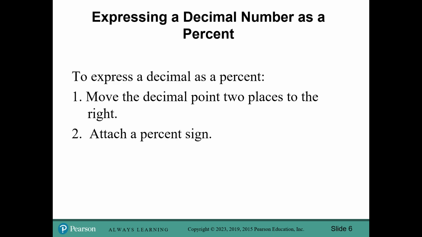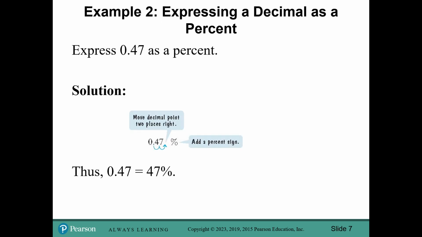62.5%. To express a decimal as a percent, all we have to do is move the decimal point 2 places to the right and attach a percent sign. Simple enough. We want to express 0.47 as a percent. We're going to move the decimal point 2 places to the right. Thus, 0.47 is the same as 48%.